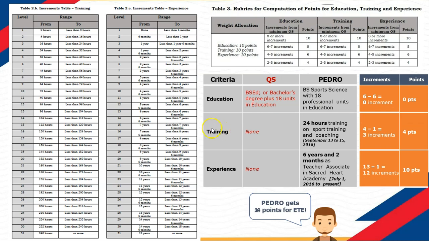For training, the required is 0 or none. Then Pedro attended 24 hours of training. This would go to level 4 or less than 32 hours. For level 4 minus 1, that would give him 3 increments, which would give him 4 points.